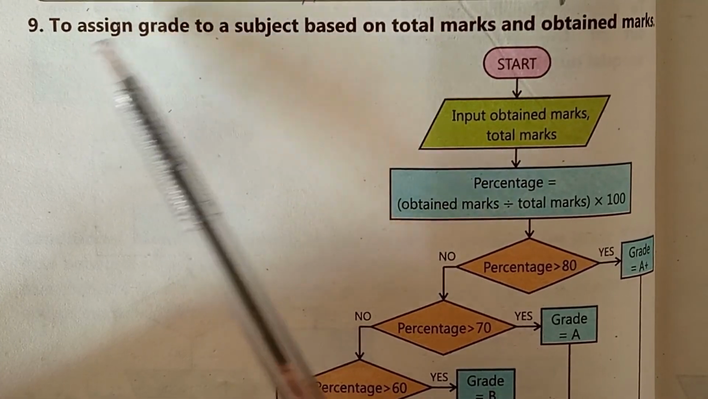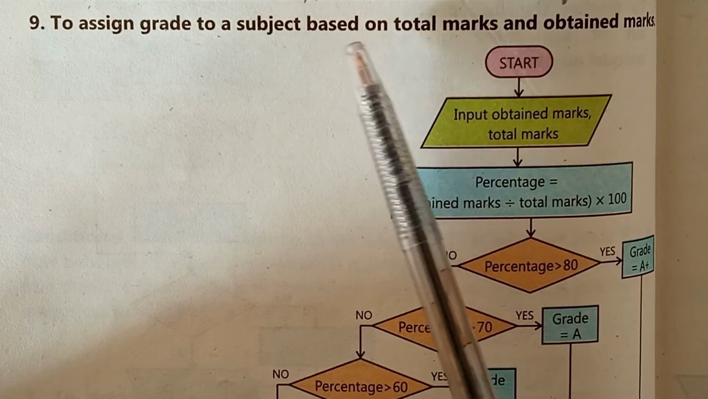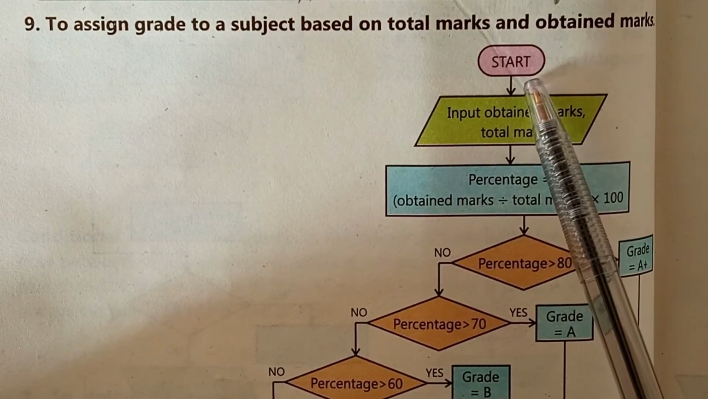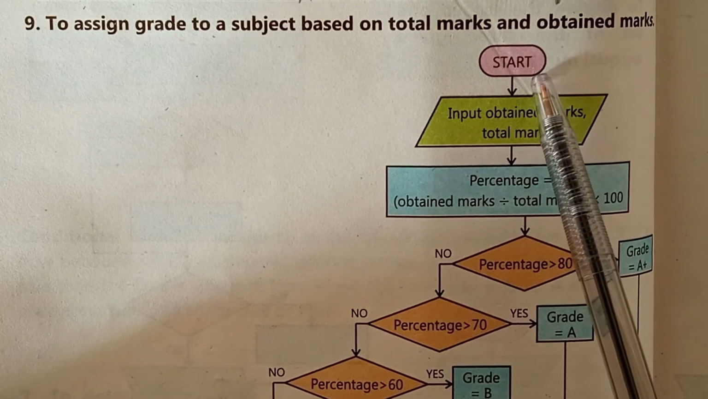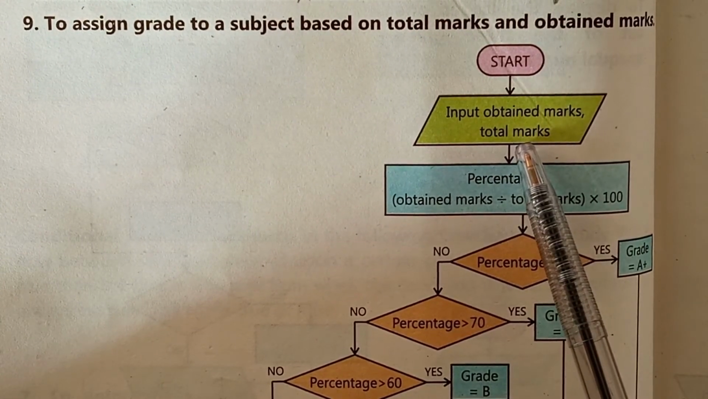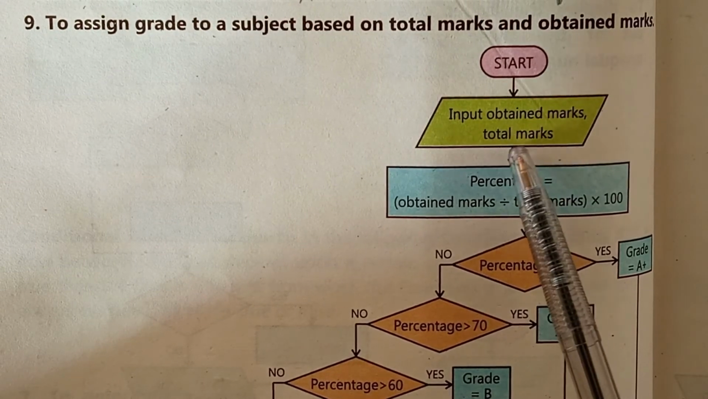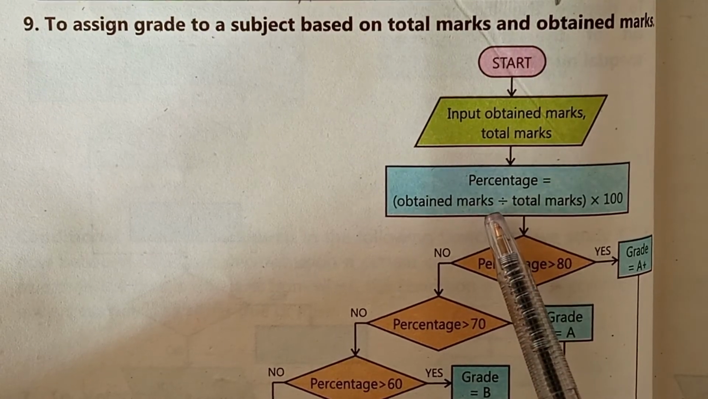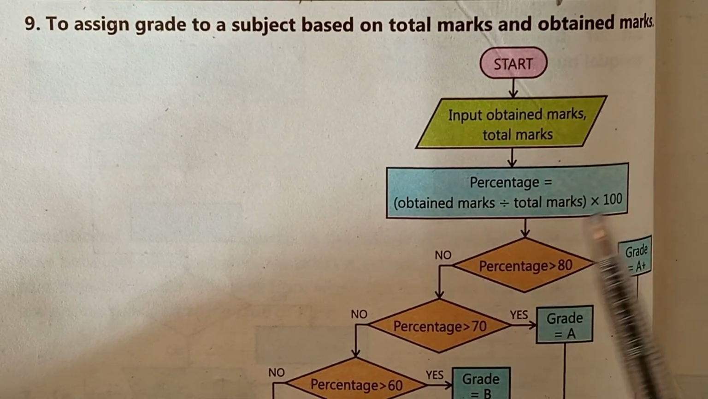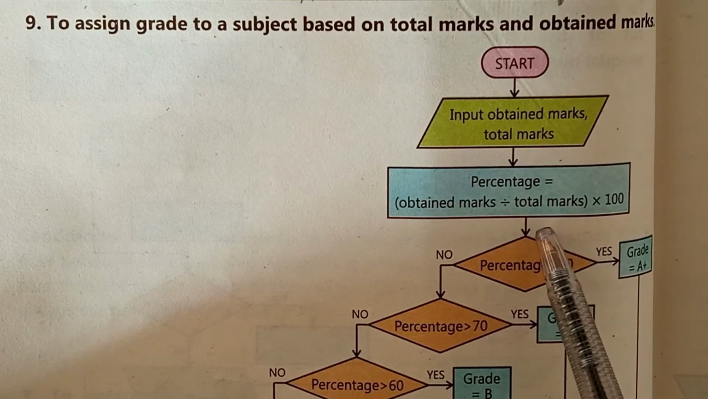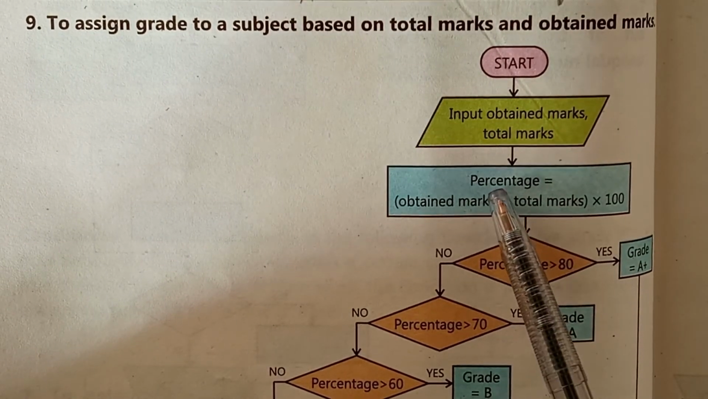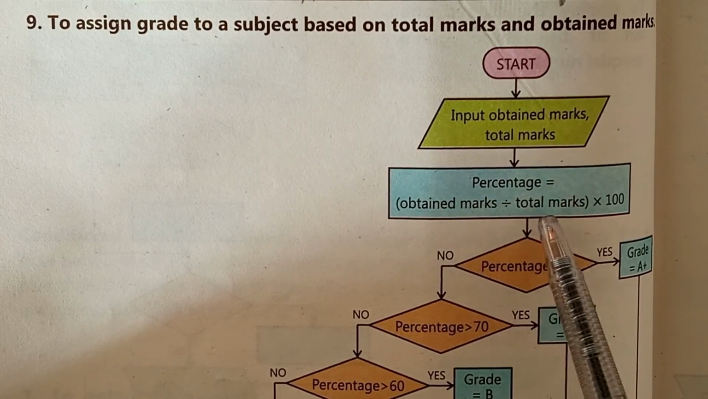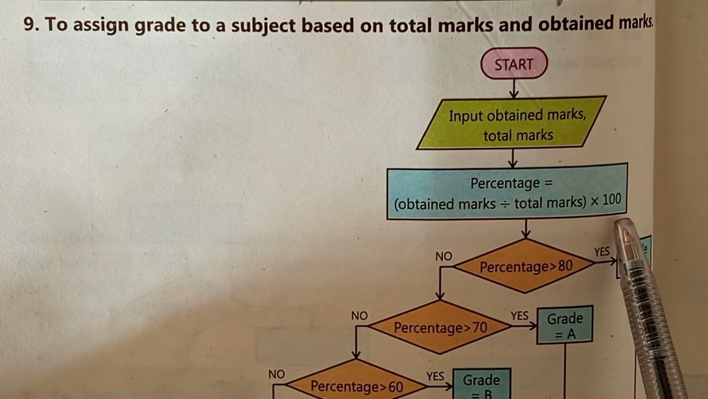Example number 9: to assign a grade to a subject based on total marks and obtained marks. Students, again the flowchart starts from the terminal start. Then we have the input of obtained marks and total marks. Then we have the processing step. In processing, as we have total marks and obtained marks, we have to find the percentage. The percentage formula is: percentage is equal to obtained marks divided by total marks, multiplied by 100.